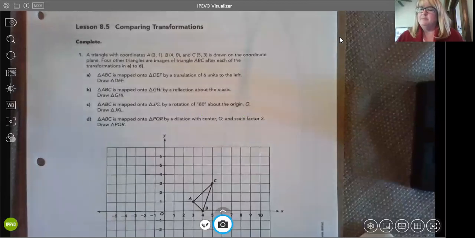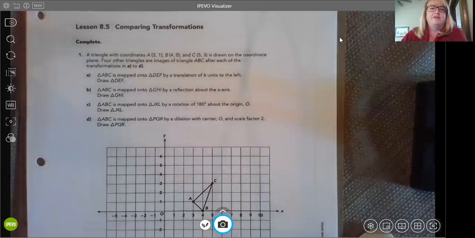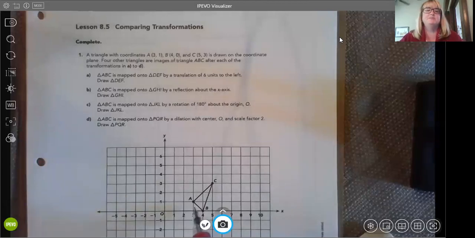All right, let's look at number 1. A triangle with coordinates A (3, 1), B (4, 0), and C (5, 3) is drawn on the coordinate plane. 4 other triangles are the images of triangle ABC after each of the transformations in A to D. So A says triangle ABC is mapped onto triangle DEF by a translation of 6 units to the left. Draw DEF. Okay, so we need to take this and we are just moving it 6 units to the left.